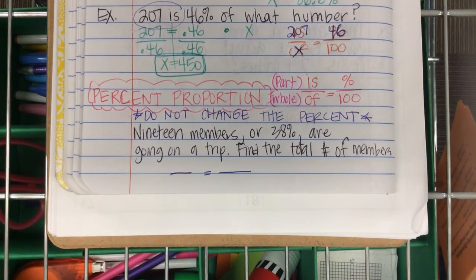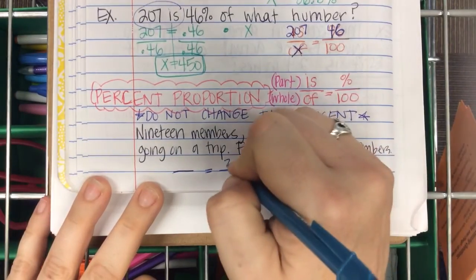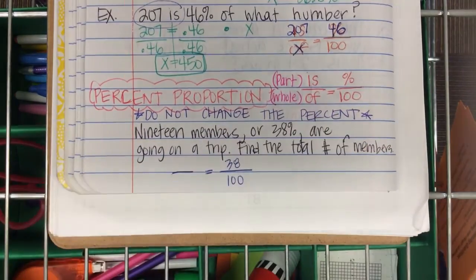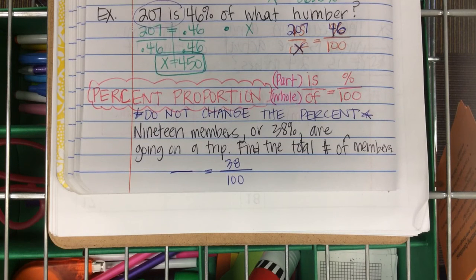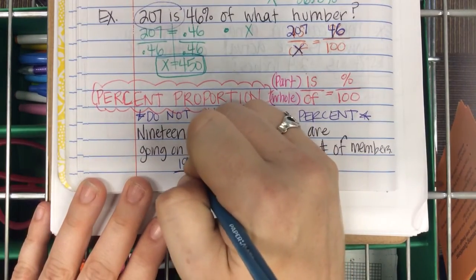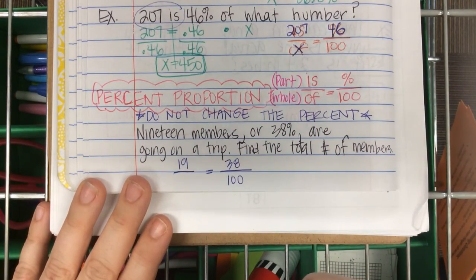What numbers are in my word problem? What am I working with? 19 and 38%. Do I know where 38% automatically goes? Yeah, 38 over 100. Every single time, the percent goes over 100 and you're done. Do you think 19 represents part of the group, or the entire group? Part of the group. So 19 is my part.